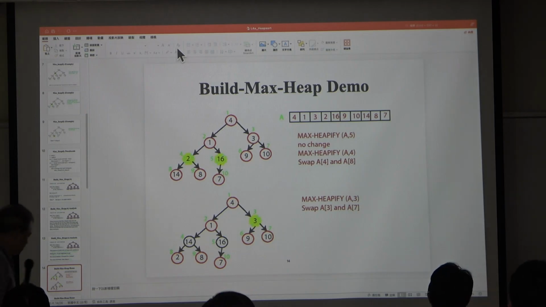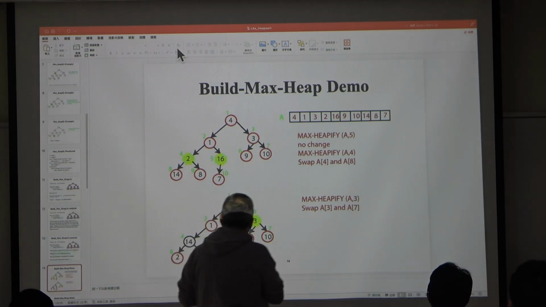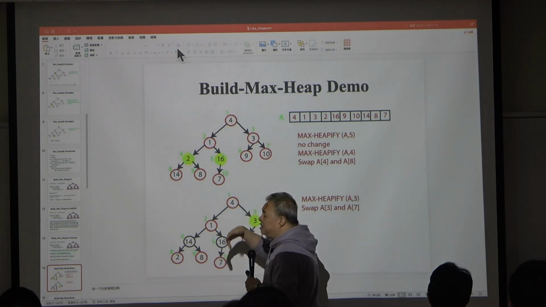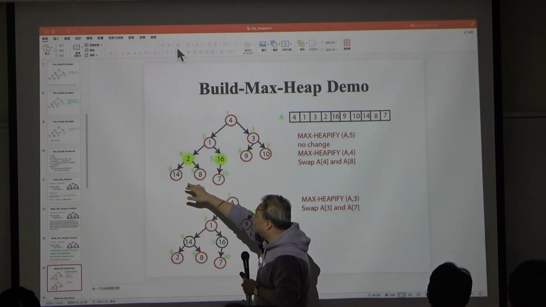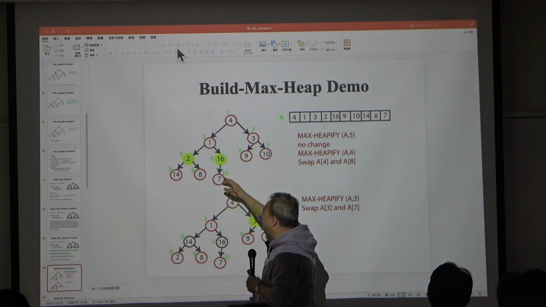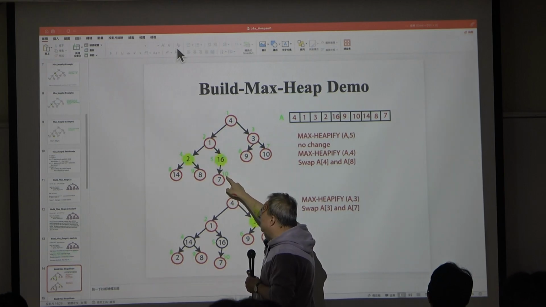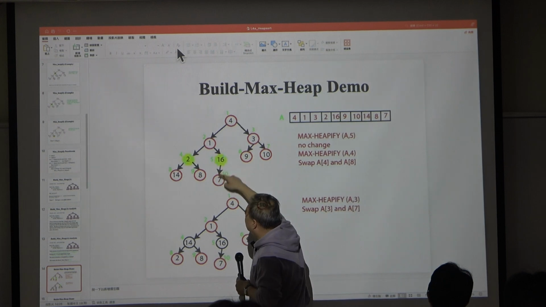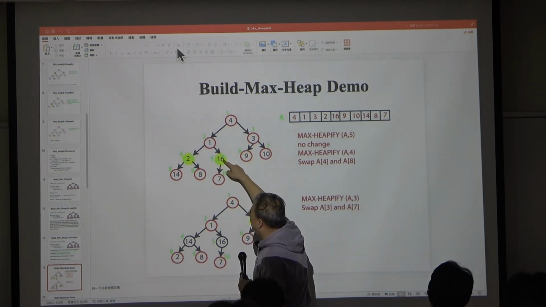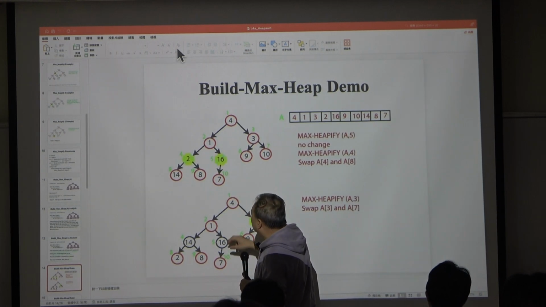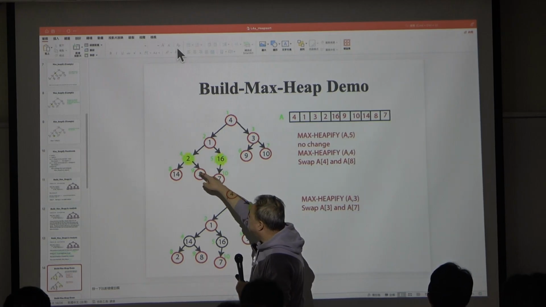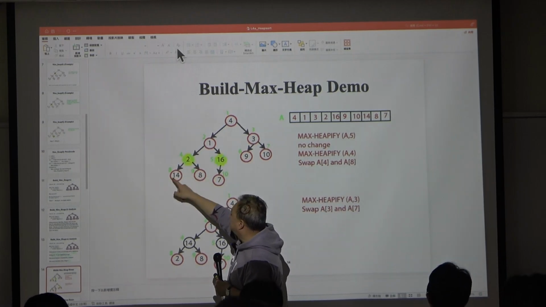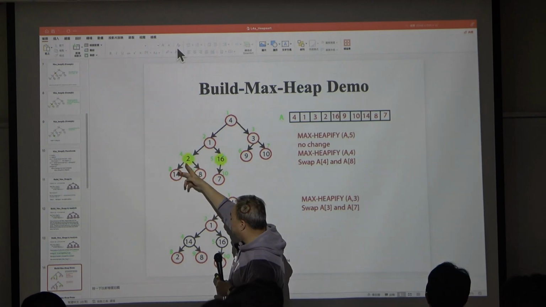So we start from n divided by 2, right? So the number of the largest index is 10. So n divided by 2 is 5. So we start from 5. So this one we see, oh, it violated the heap property, so we do a swap. Okay, and this one again violated the heap property, we do a swap, like swap these two.